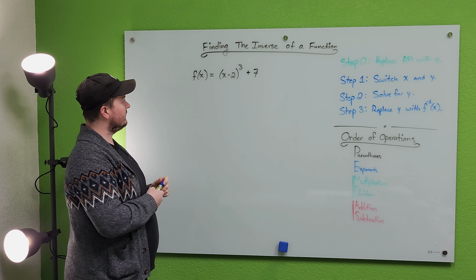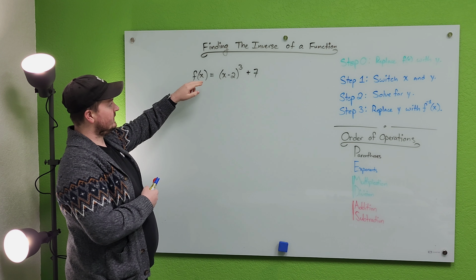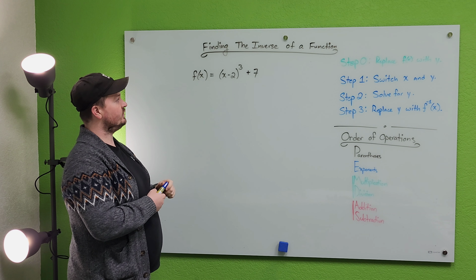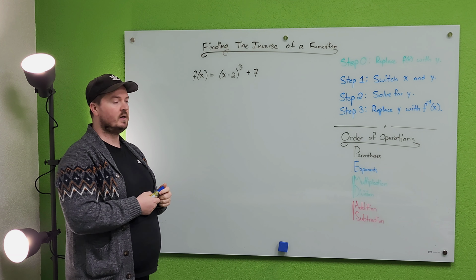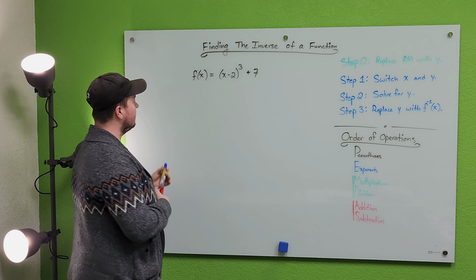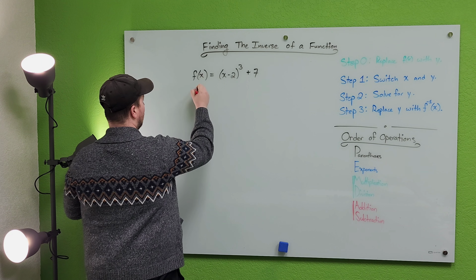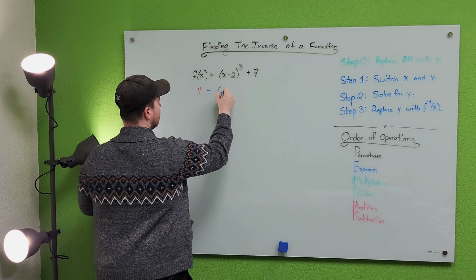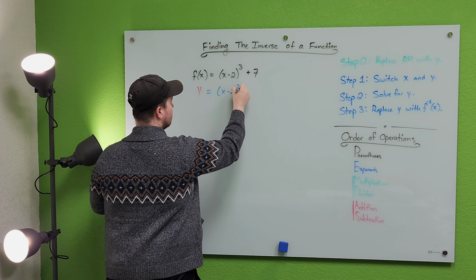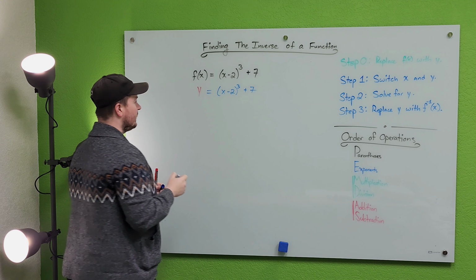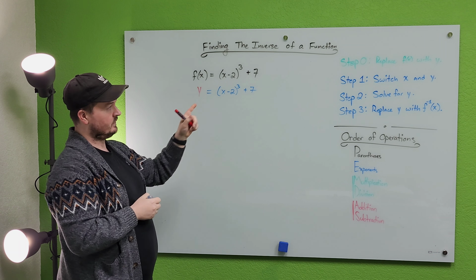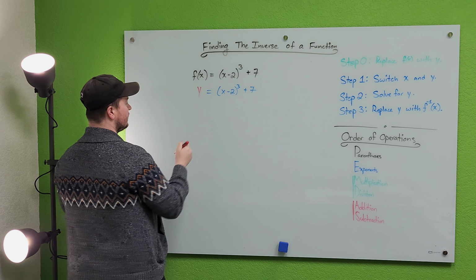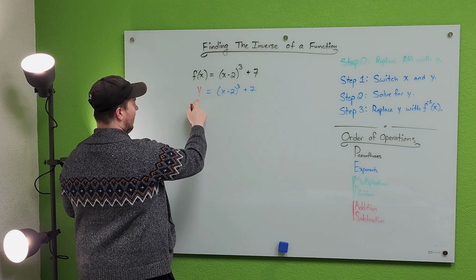For this function here, we're starting out with f of x equals x minus 2 cubed plus 7. So we do need to switch this f of x out for y. Now everything else will stay the same: y equals x minus 2 cubed plus 7. So step 0 is done. Step 1, switch this x and this y.